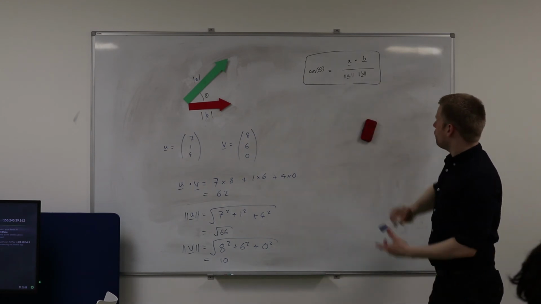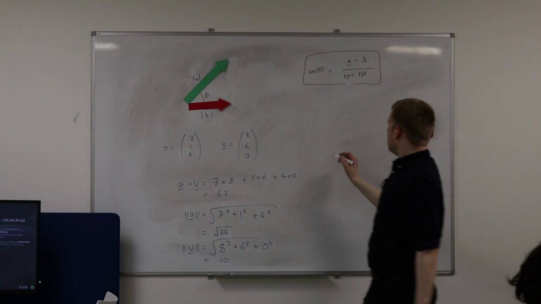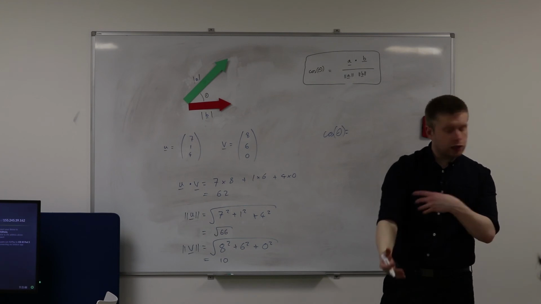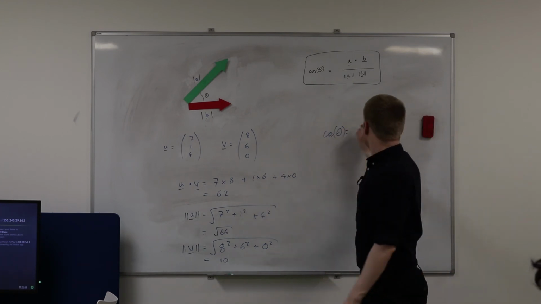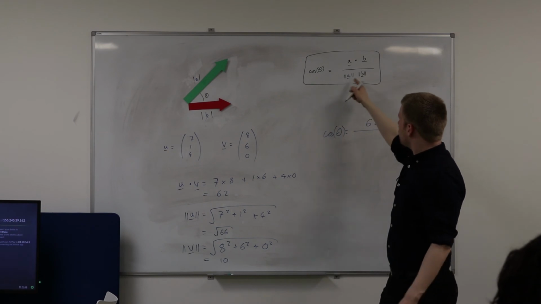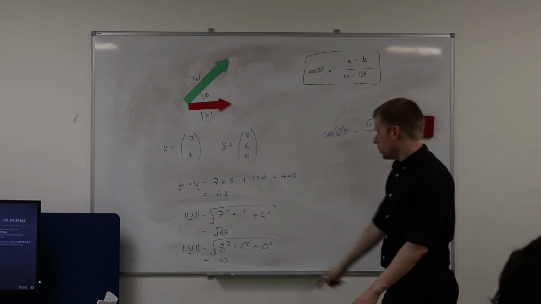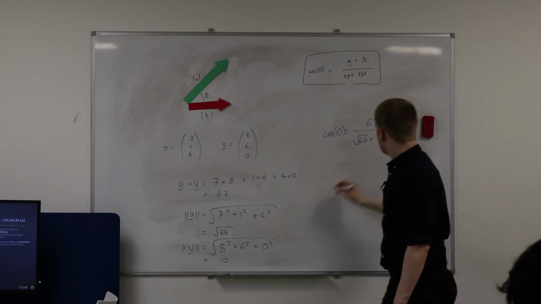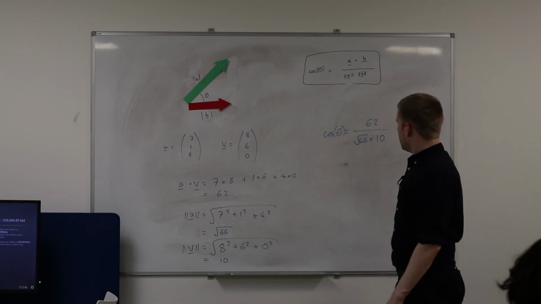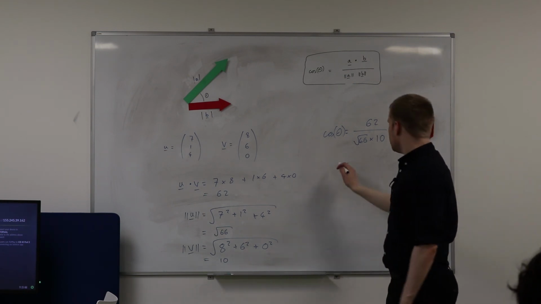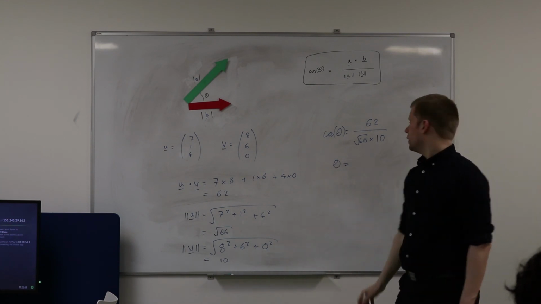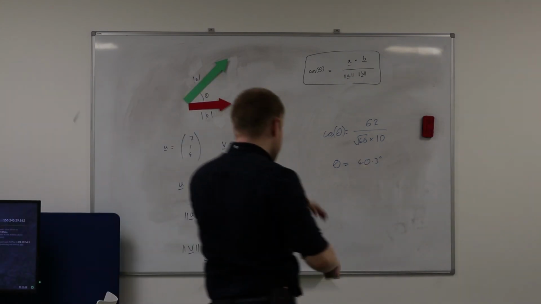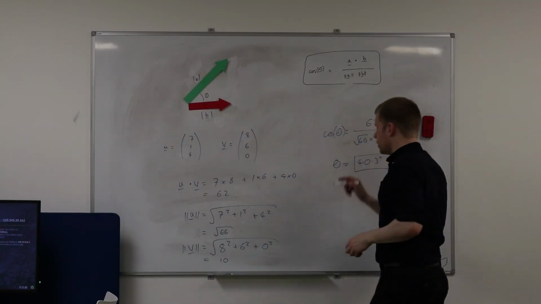So now I've got all the pieces of my puzzle. I just need to put them in my formula and it should fall out nicely. So I've got cos theta is equal to a dot b, so the dot product of my two vectors, which is 62, divided by the product of the length of my vectors, so that multiplied by that. Okay? And actually we can stick all of this in our calculator, press cos inverse, and see what it comes out as. And it should give us our angle. Okay? So 40.3 degrees. Okay?